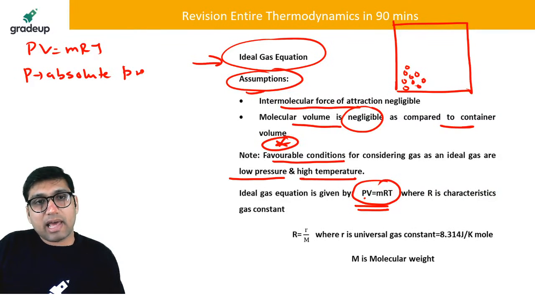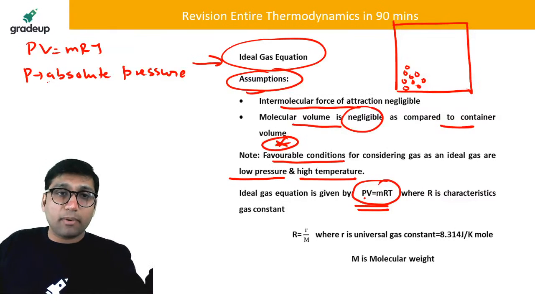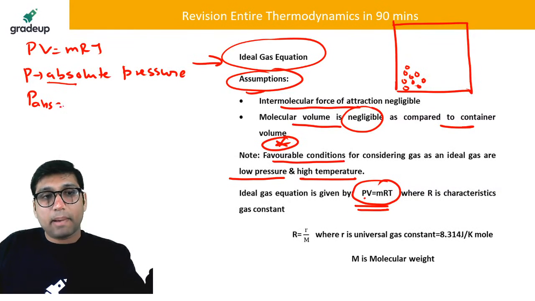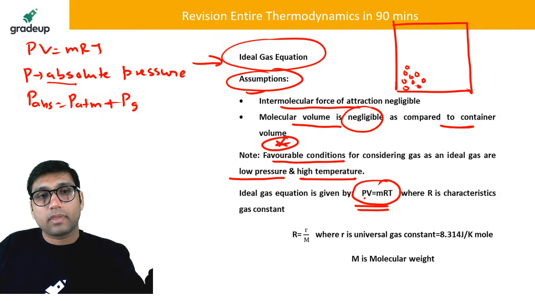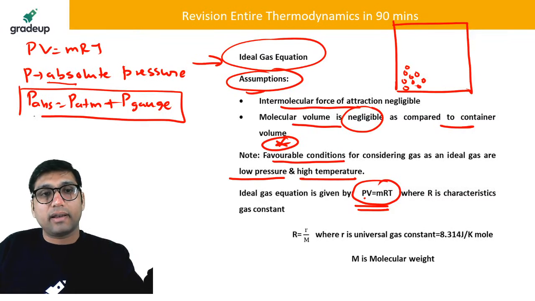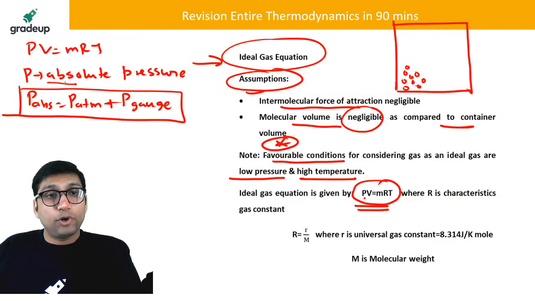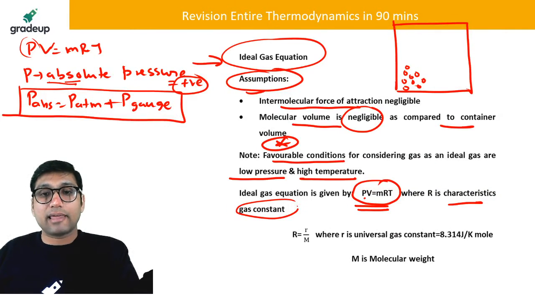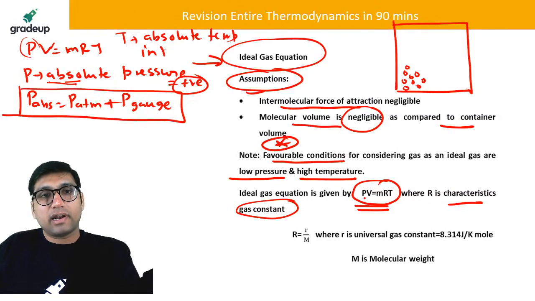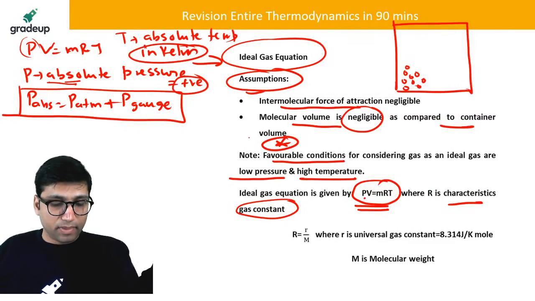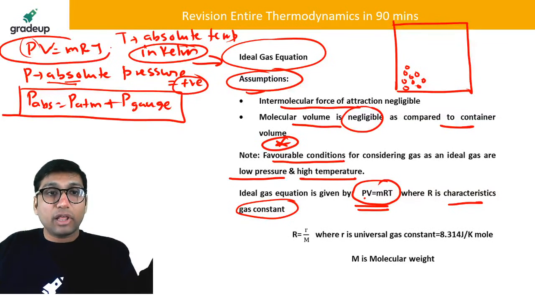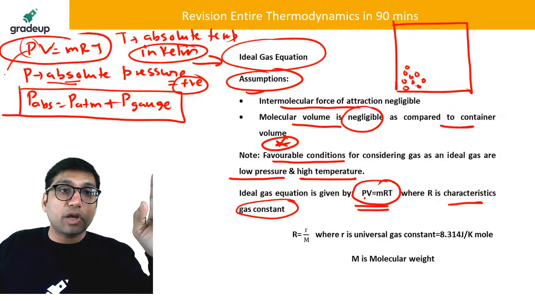What is this absolute pressure? In thermodynamics, and in fluid mechanics also, you have studied absolute pressure. Absolute pressure is equal to the sum of atmospheric pressure plus gauge pressure. Gauge pressure is the pressure that you get from some mechanical instrument, and atmospheric pressure has a fixed value. Absolute pressure is always positive. That is why we keep absolute pressure here. V is the volume, m is the mass, R is the characteristic gas constant, and T is the absolute temperature, which has to be kept in Kelvin. Clear everyone? One thing is very important: the pressure in the ideal gas equation has to be absolute pressure.